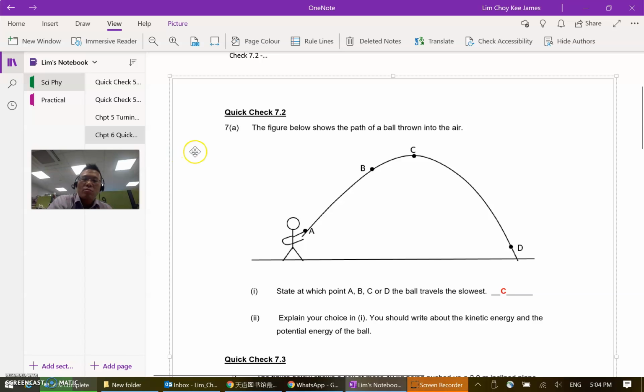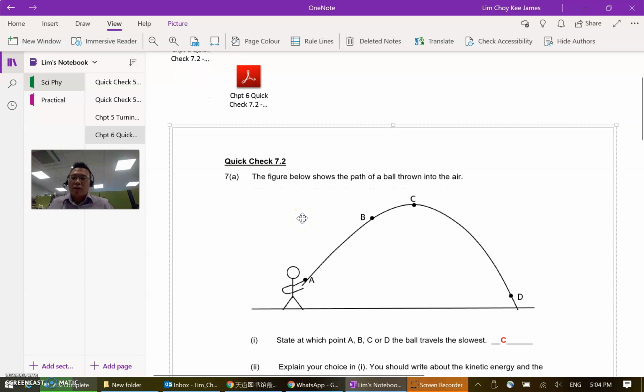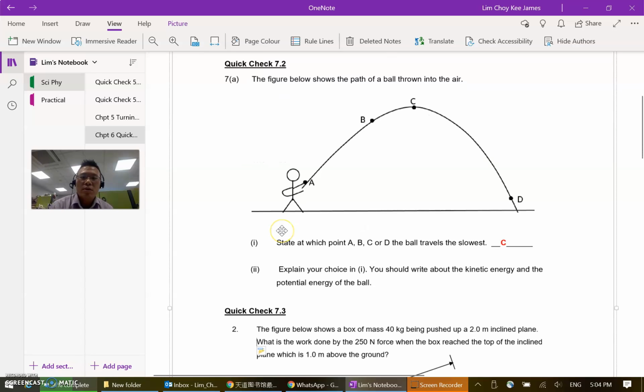Hey everybody, today we will look at the application questions on energy. I'll focus primarily on three questions that I find quite interesting and worth taking note of. For the first question, it is a partial question.